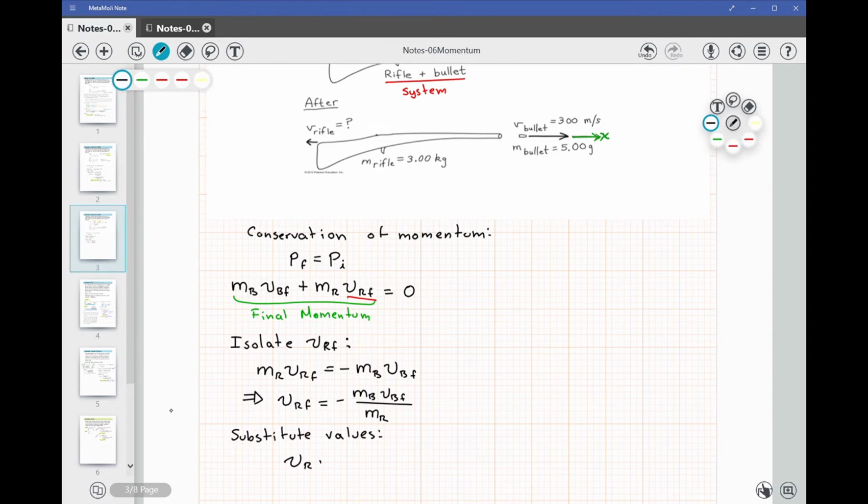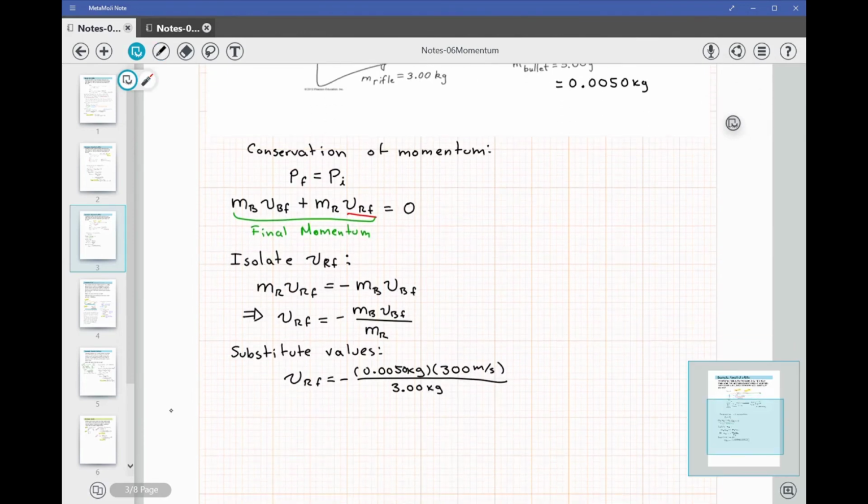So the final velocity of the rifle is the mass of the bullet, which is 5 grams, or in kilograms the mass of the bullet will be 0.05 kilograms, multiplied by the final velocity of the bullet, which is 300 meters per second to the right with positive sign, divided by the mass of the rifle, which is 3 kilograms.